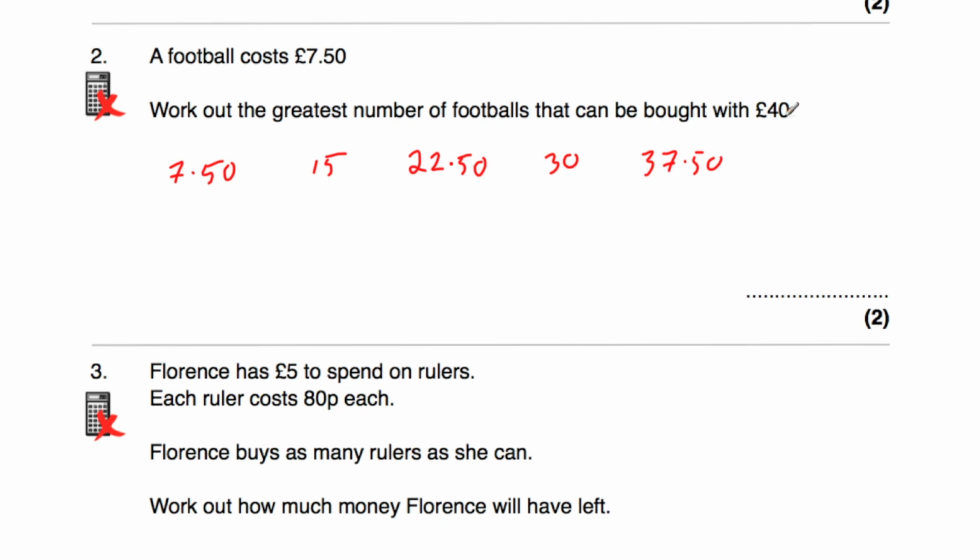We haven't got enough money to buy the next football because if we added another £7.50, that would be £45, and we haven't got enough money to buy that one. So we can buy 1, 2, 3, 4, 5 footballs. So the greatest number of footballs that cost £7.50 that can be bought for £40 would be 5. And if you were asked how much change you would have, you'd have £2.50 change.